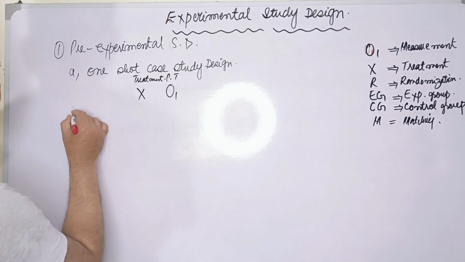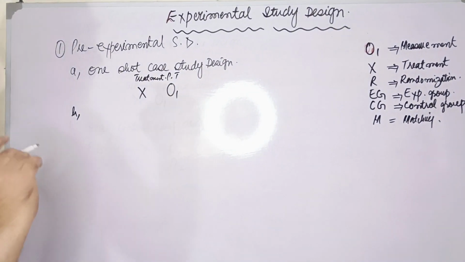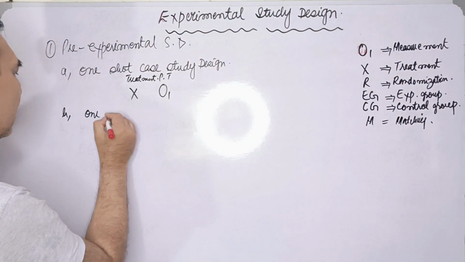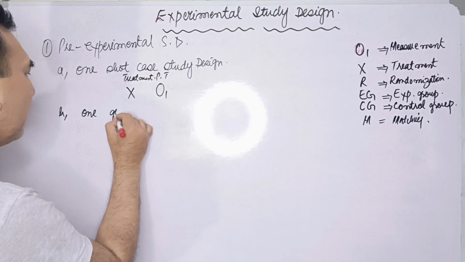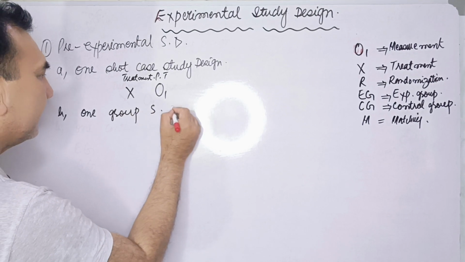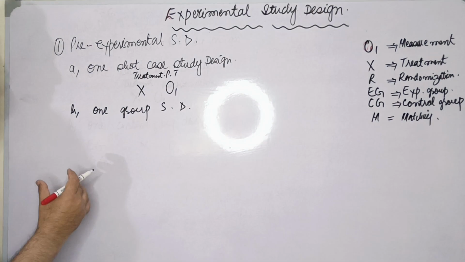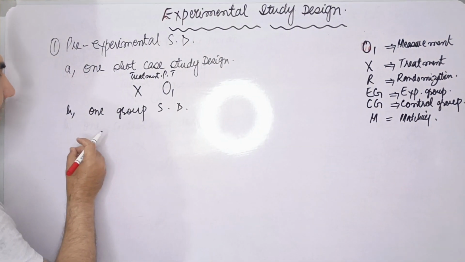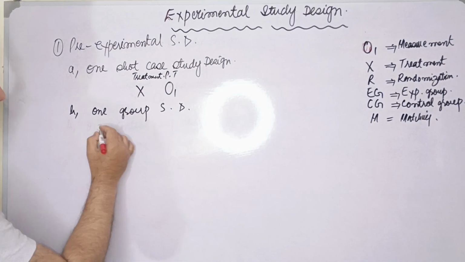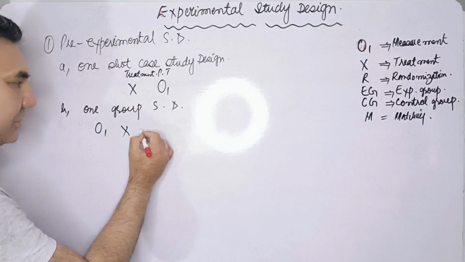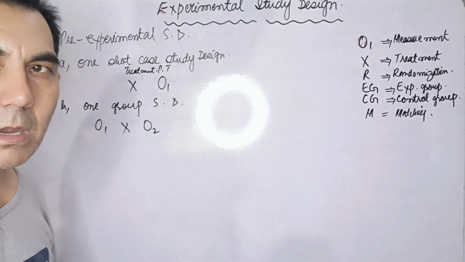The second type of the pre-experimental study design is the one group study design. What does it do in this study design? The one group is exposed to a pretest, then given the treatment, and then they measure the outcome.